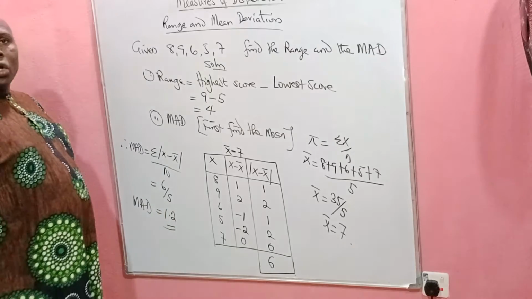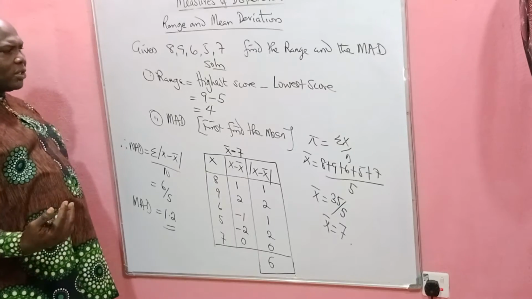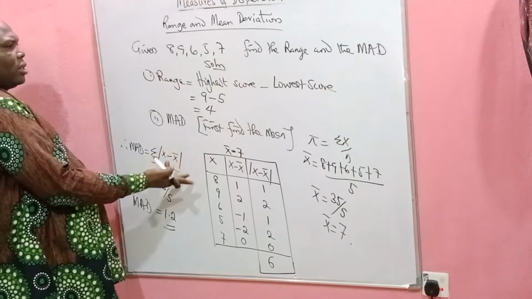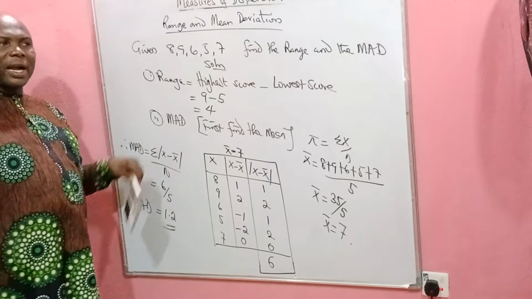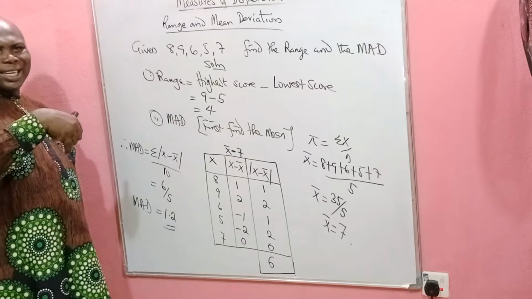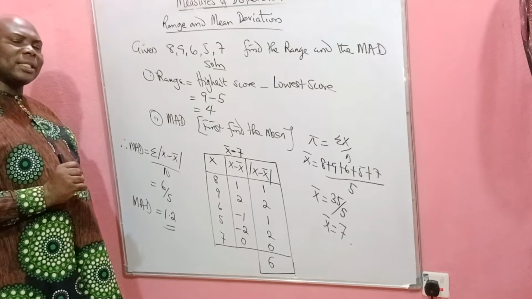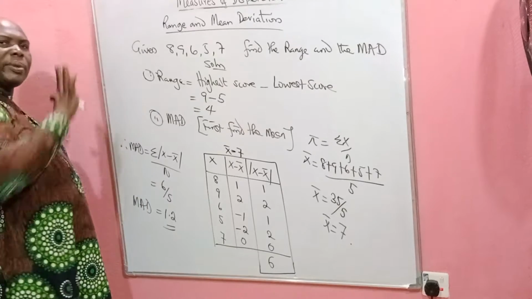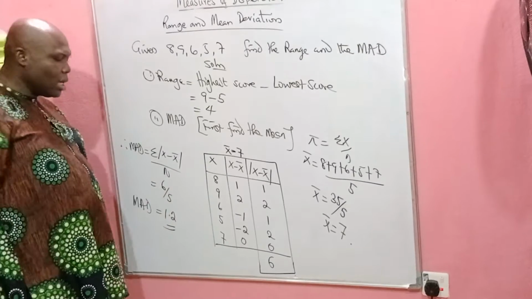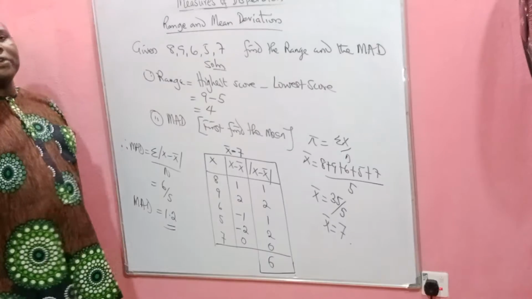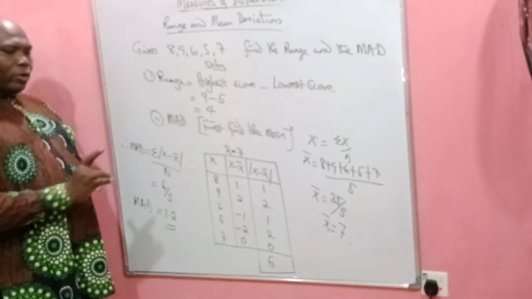Alright, 1.2. So you can see why they are called measures of spread. The range gives us 4, the absolute deviation gives us 1.2. They are always far away from each other. They don't come together like measures of central tendency. But measures of spread, they are far apart. They are not always together. So that's how we compute the mean absolute deviation and the range for the raw data.